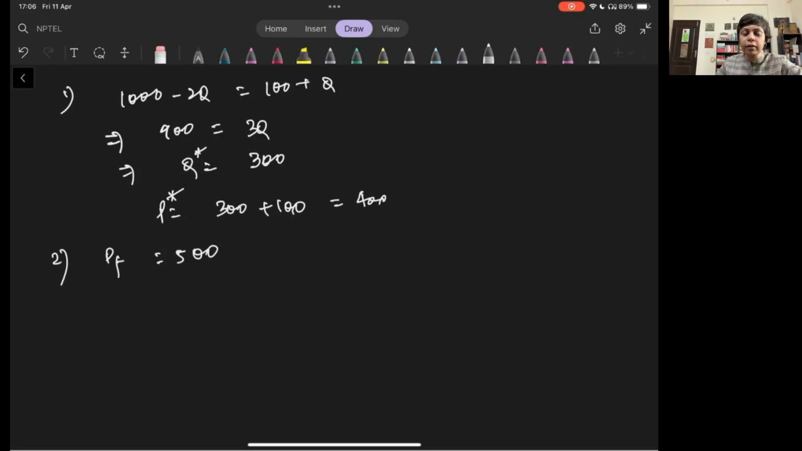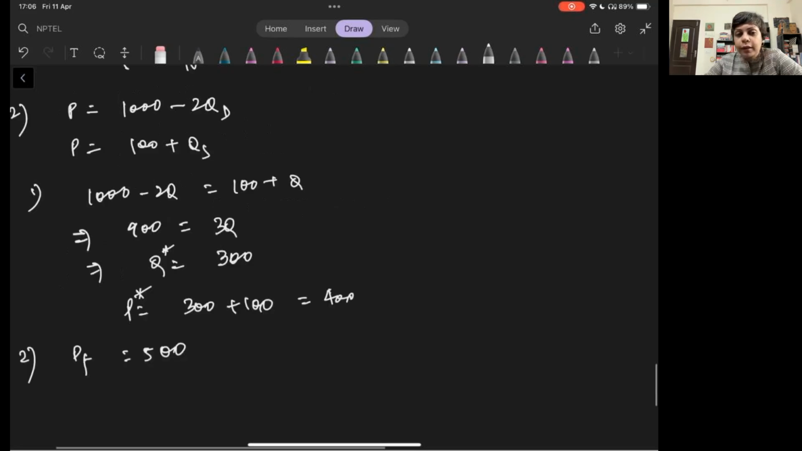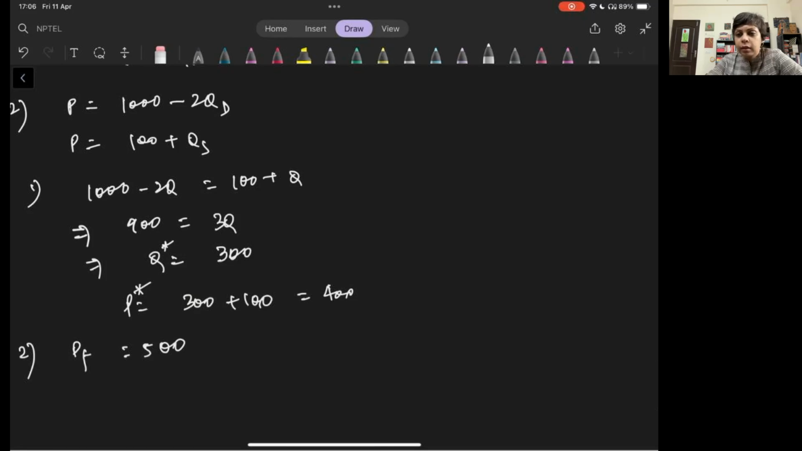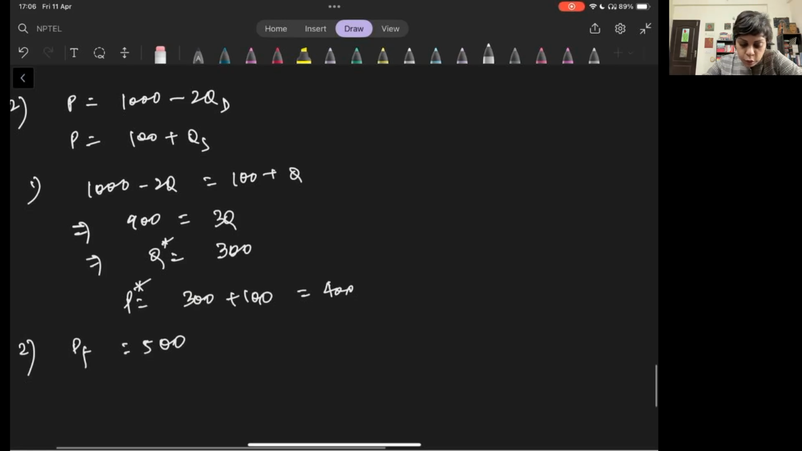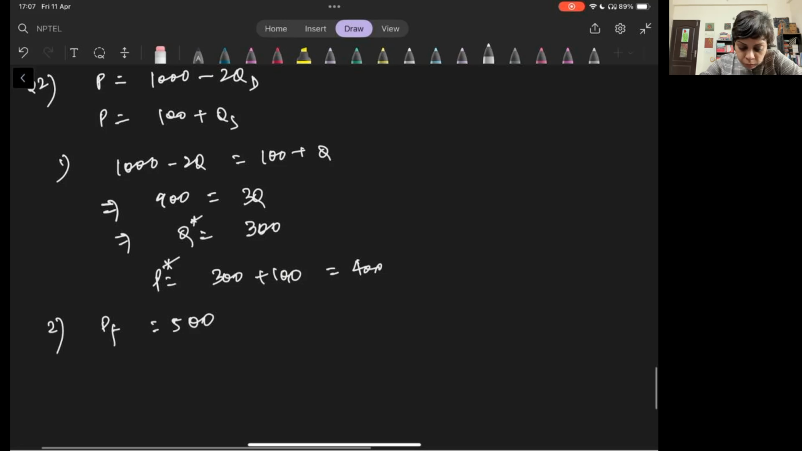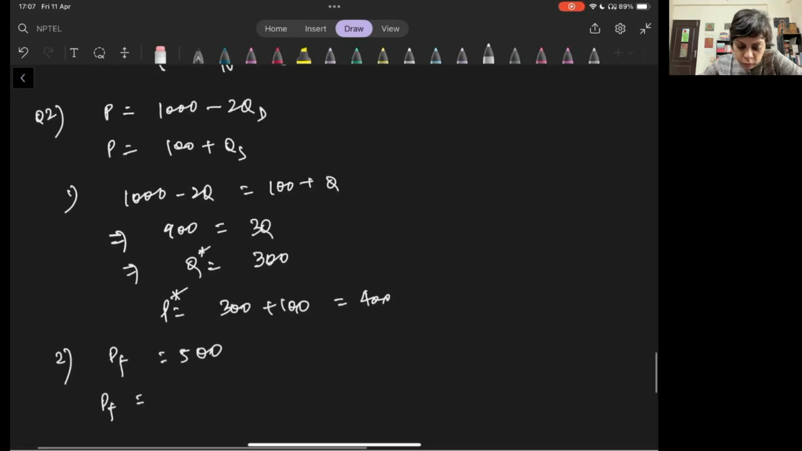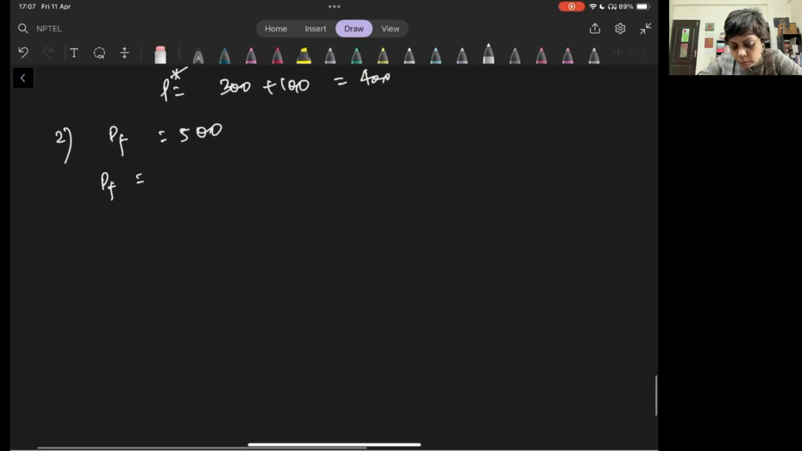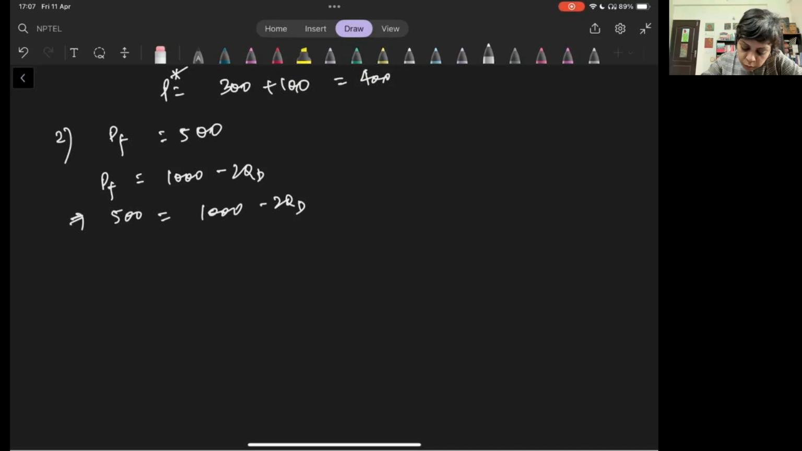Price floor is 500. So in this case, what is going to happen? Is there going to be an excess? Is there going to be a shortage? That's what they're asking. So for a price floor, we will calculate QD and QS separately, and we will see if there is an excess or a shortage. So let's first calculate QD: PF is equal to 1000 minus 2QD. This is 500 equals 1000 minus 2QD. This is 2QD equals 500.